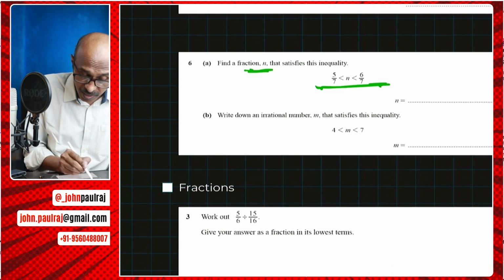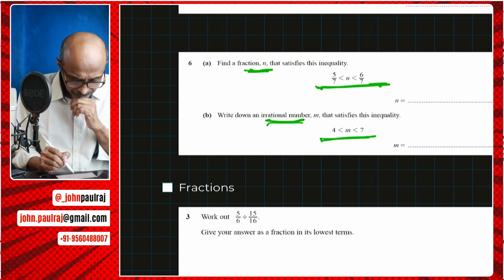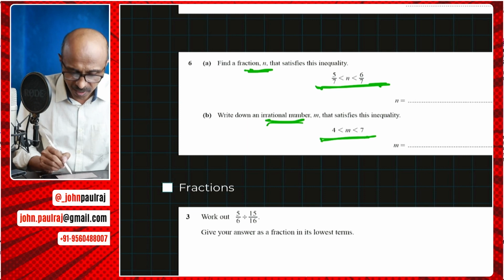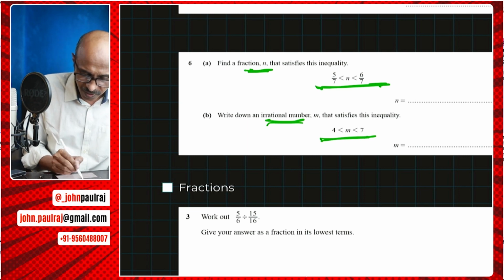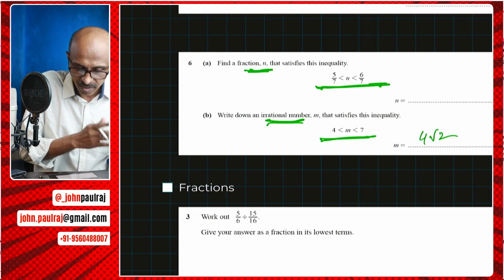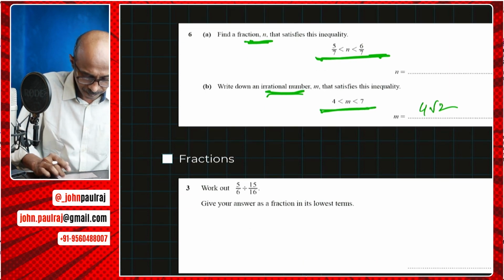Also, in the same way, write down an irrational number between 4 and 7. How do you do that? Well, root 2 is an irrational number. Root 3 is an irrational number. Pick any irrational number and multiply it. So if you want to find an irrational number between 4 and 7, 4 root 2 should be an irrational number. 4 root 3 should be another irrational number. Any multiple, 4 times root 2, should be an irrational number. Easy way to do that.